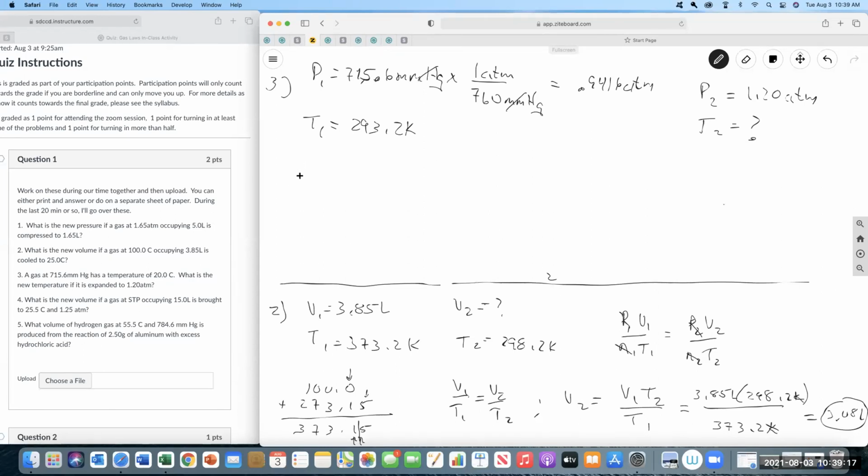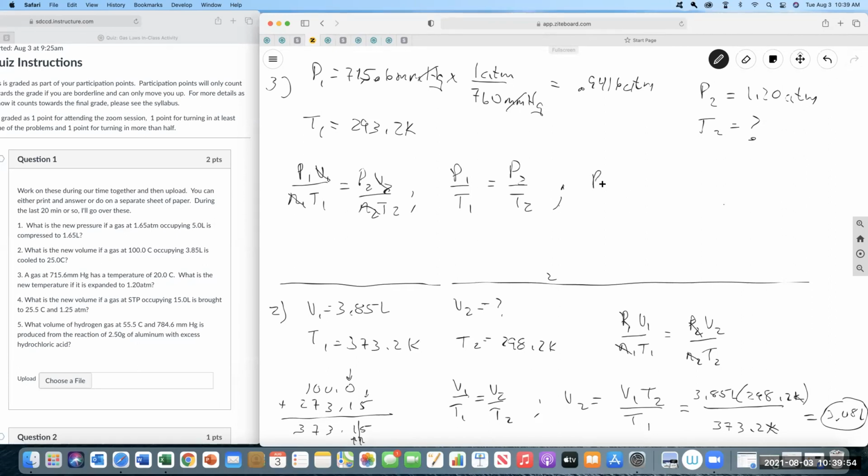All right, so same approach, P1 V1 over N1 T1 is P2 V2 over N2 T2. And we don't have volume or number of moles. So that means P1 over T1 is P2 over T2. Now to solve for T2, we want T2 by itself. So what you want to do here, realize if two fractions are equal, then their cross products are equal.